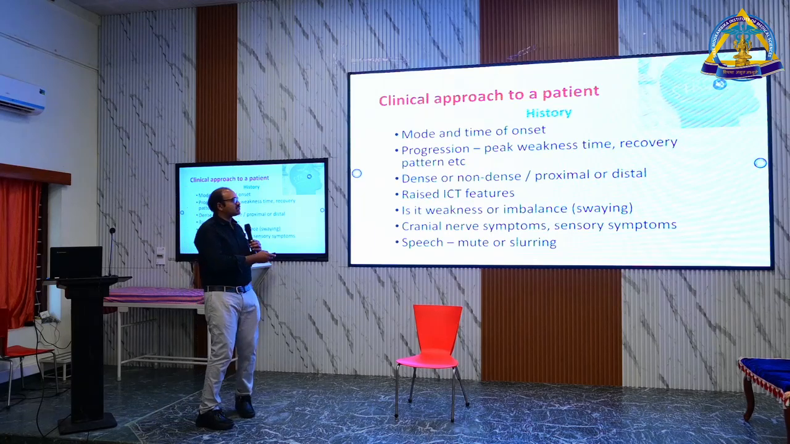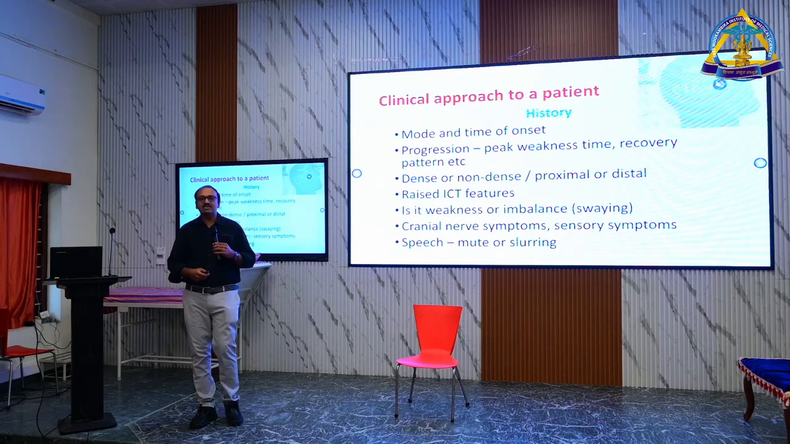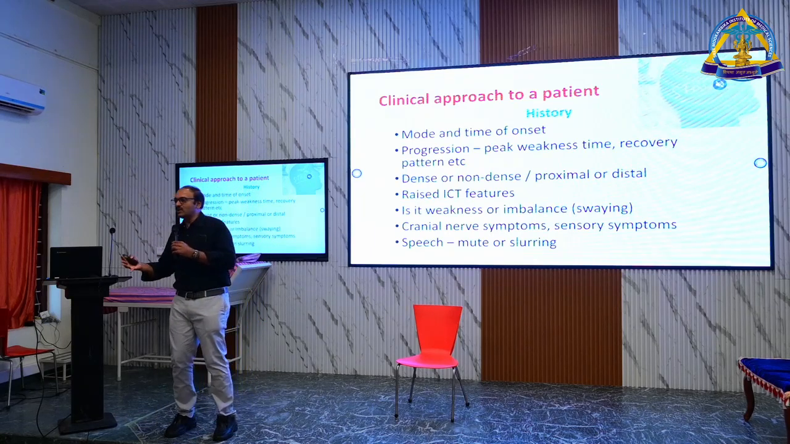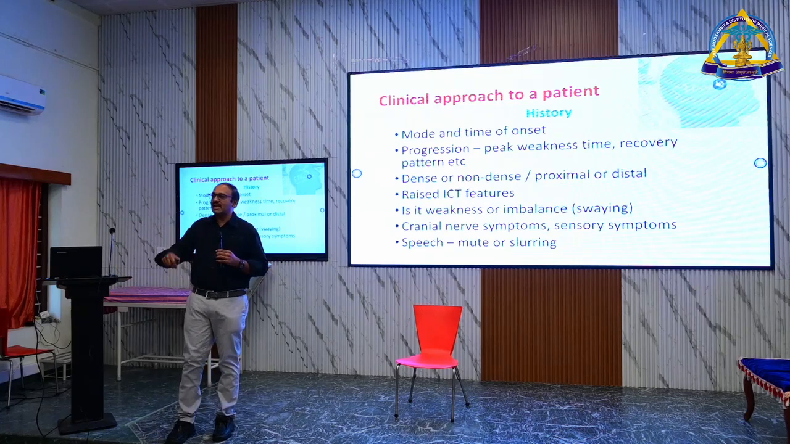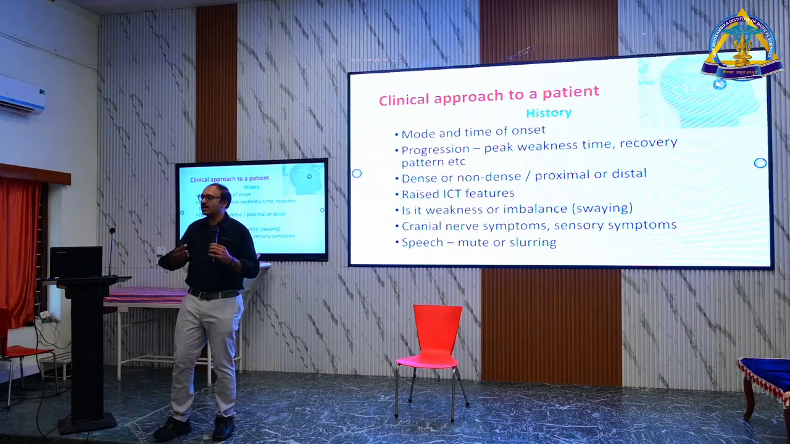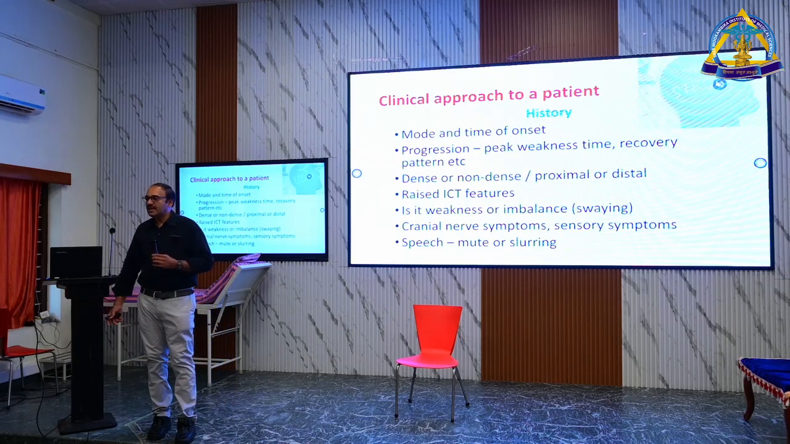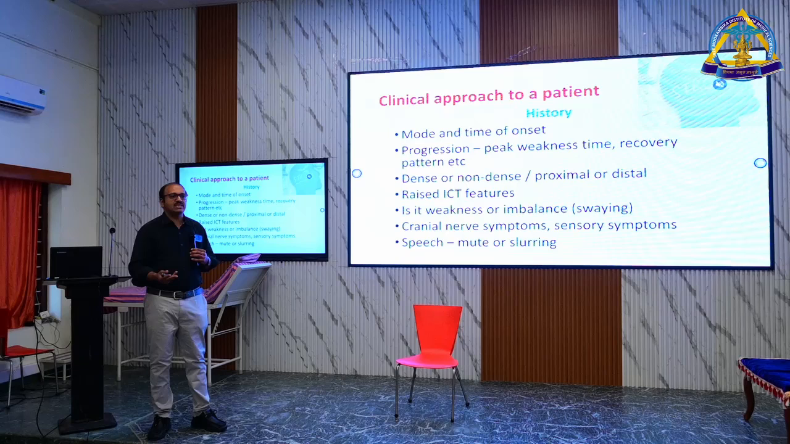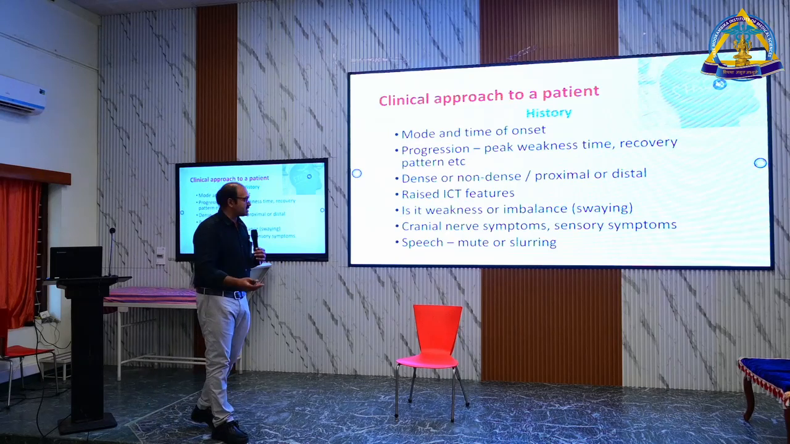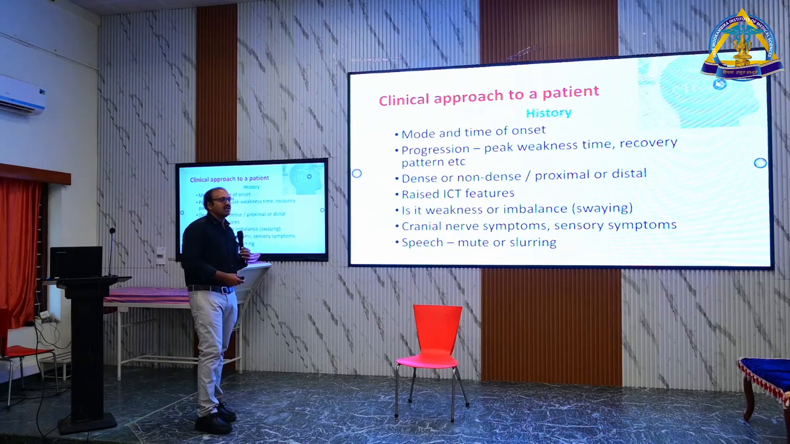Then, is it weakness or imbalance? Sometimes patients say they are swaying to one side while walking. Sometimes they say, while lying in bed I am able to move my upper limb and lower limb, but when trying to walk I have severe swaying to one side. Then it is more likely to be ataxia, because in cerebellar strokes it is more of ataxia than weakness.